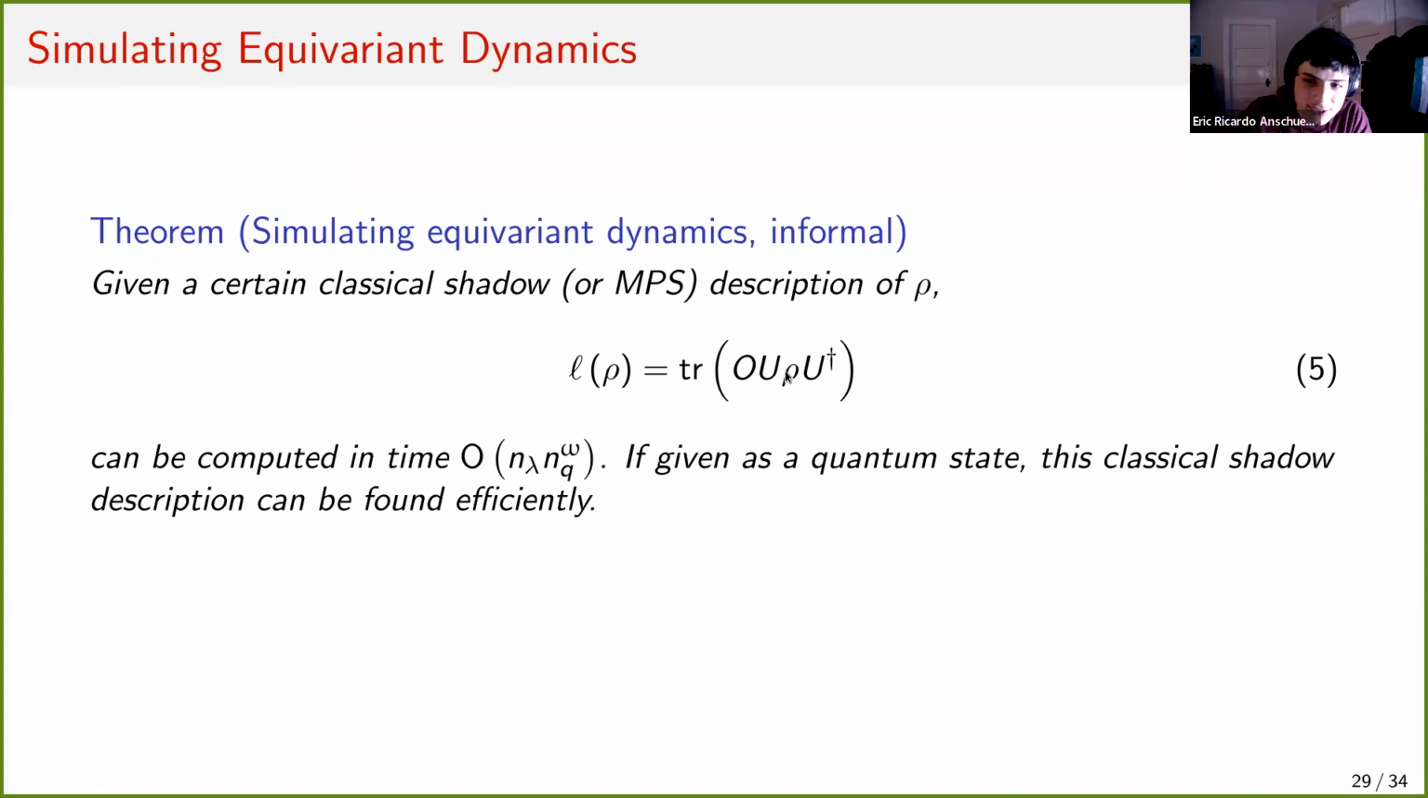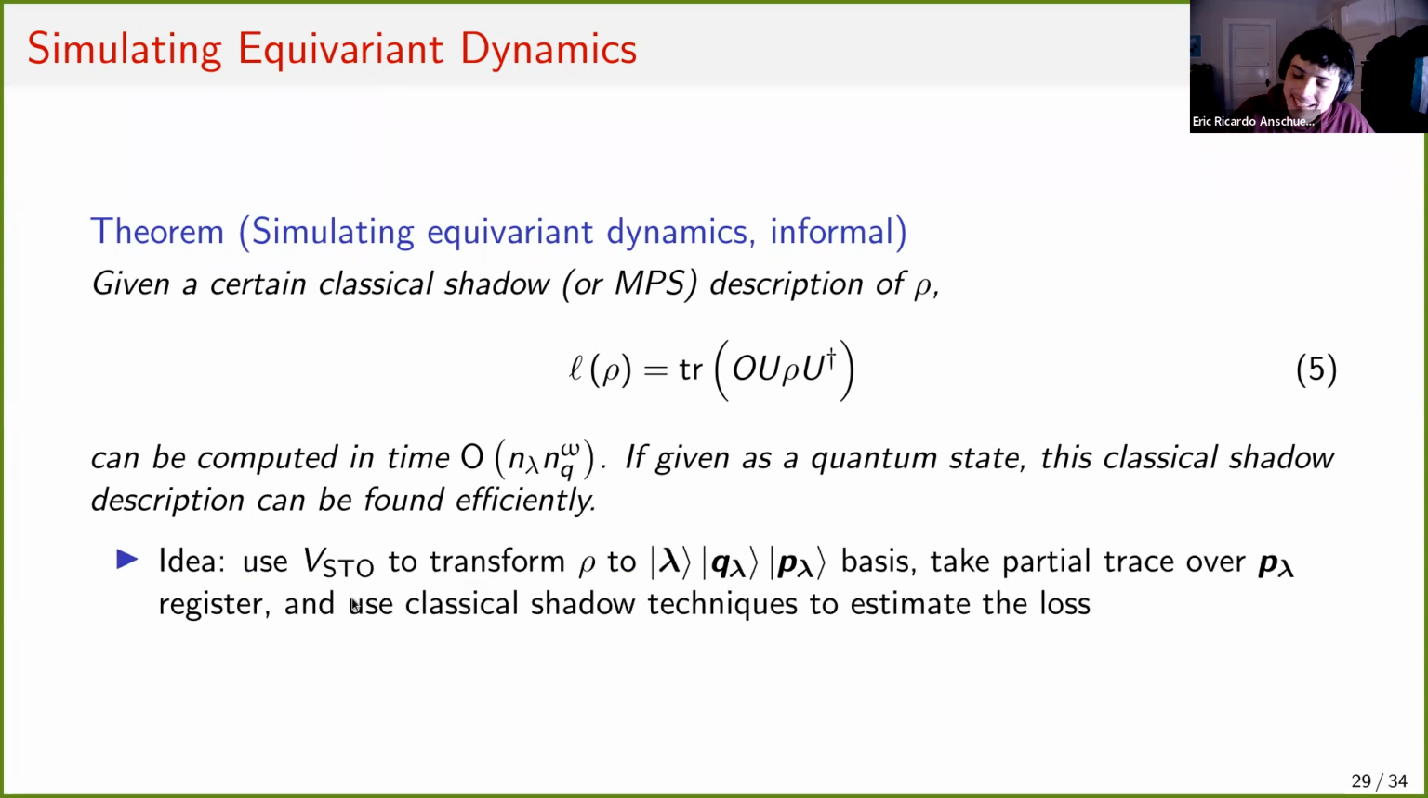This is acting on some initial quantum state. A classical computer doesn't have direct access to that quantum state. So we show that it's efficient if you're given an MPS description of it, or if you're given a classical shadow description of it. And we also show that this classical shadow description you can efficiently get from a quantum state. So this tells you that you can simulate these if you have a small number of irreps and they're all low dimensional.